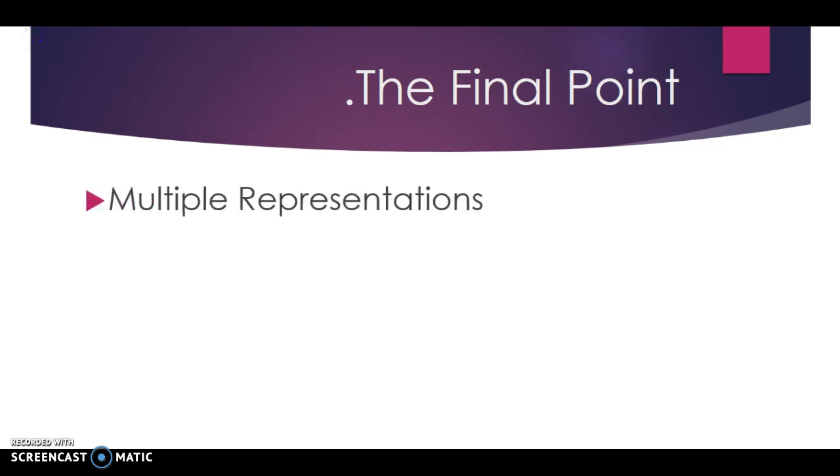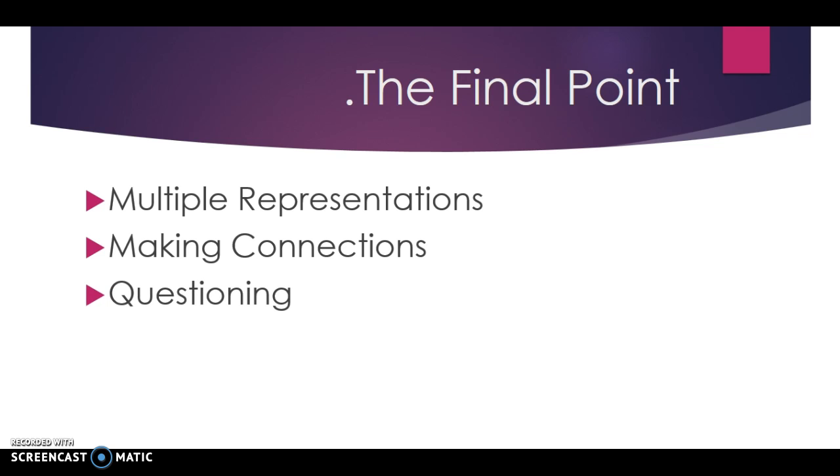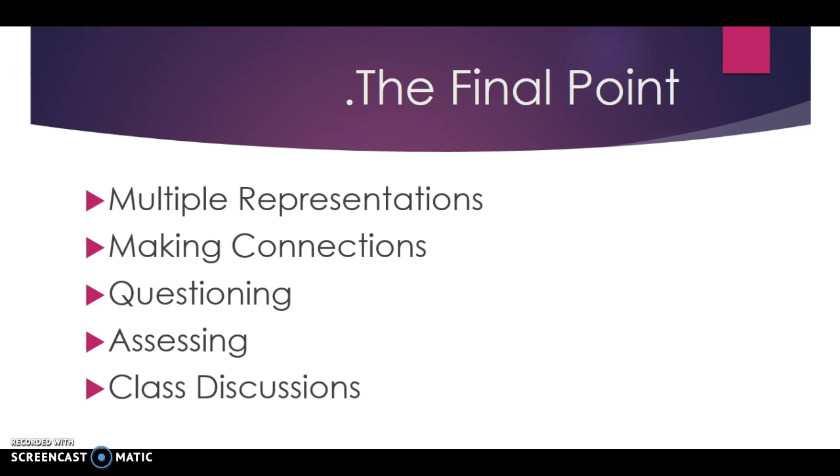Multiple representations, not focusing on rules and procedures that lack reasoning skills. Making connections rather than student memorization. Questioning, to encourage explanation of thought processes. Assessing, to guide my instruction and task planning. Class discussions, to build connections and understanding.